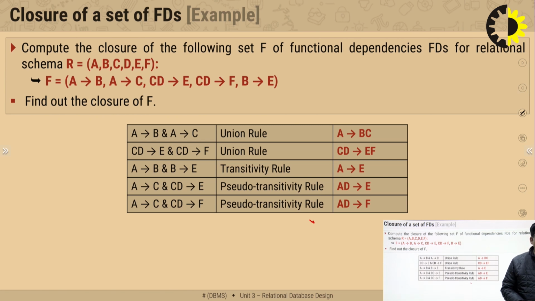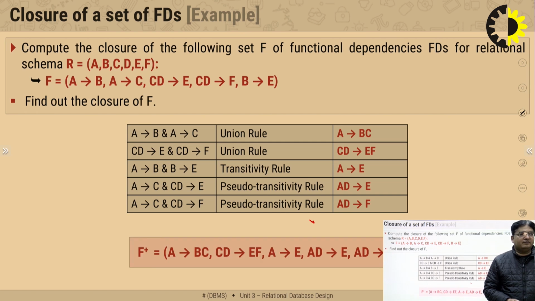Now A determines C and CD determine F. Then again we can say AD determines the F. These are the set of FDs that we have computed. Now, so what is the answer? The answer will be all these FDs. A determine BC, CD determine E, A determine E, AD determine E, and AD determine F. That we will be getting as the answer to the following questions.